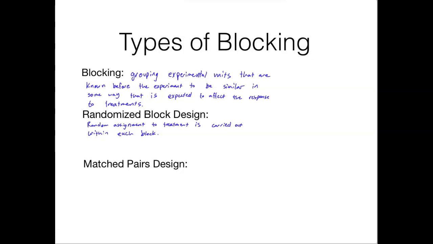And kind of the most extreme version of a block is a matched pairs design. And that's where each experimental unit constitutes a block. So an example of that would be like the caffeine experiment we talked about at the beginning of this unit, where we were going to see what the effect of caffeine was.